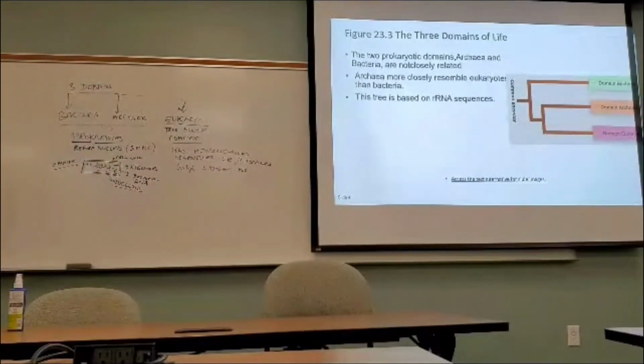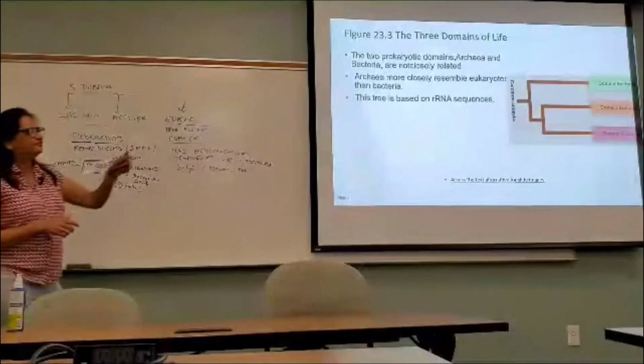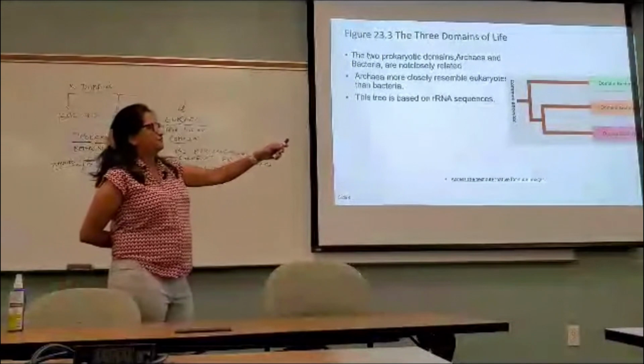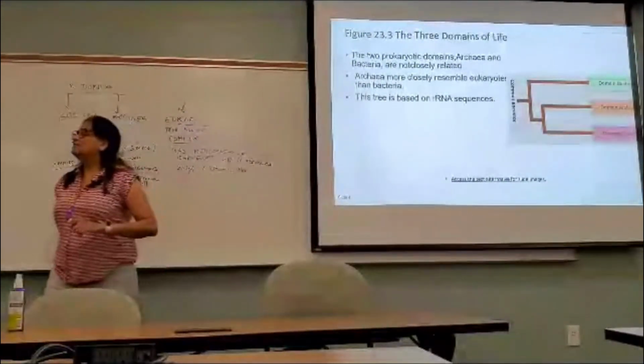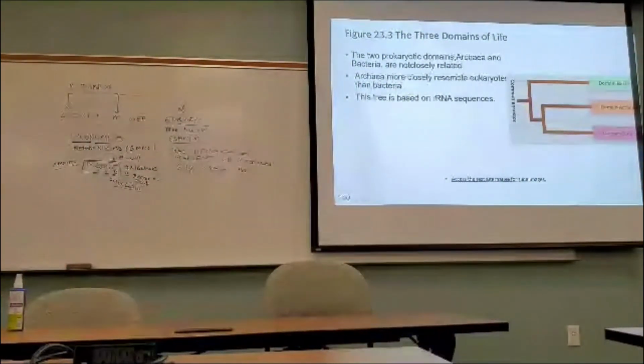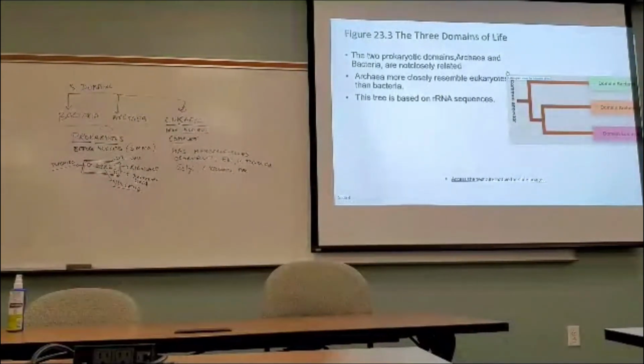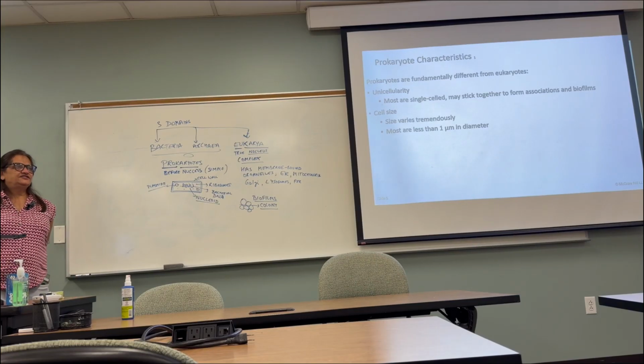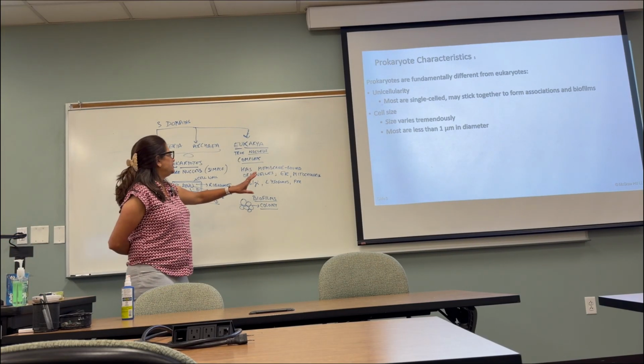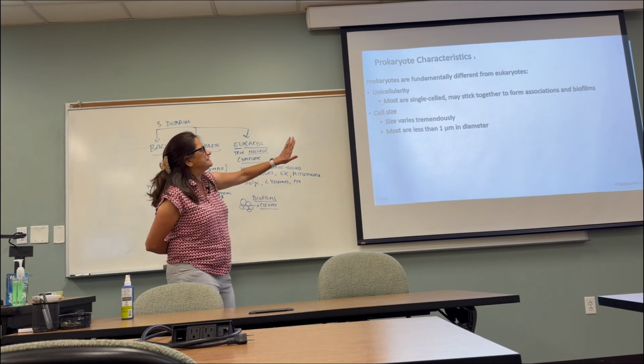The two prokaryotic domains, archaea and bacteria, are not closely related, as you can tell from that cladogram. Okay, as you can see, domain bacteria is on a different branch than that of the domain archaea. If we look at this cladogram, we get the characteristics of the prokaryotes. So in prokaryotes, like we said, we have unicellularity.